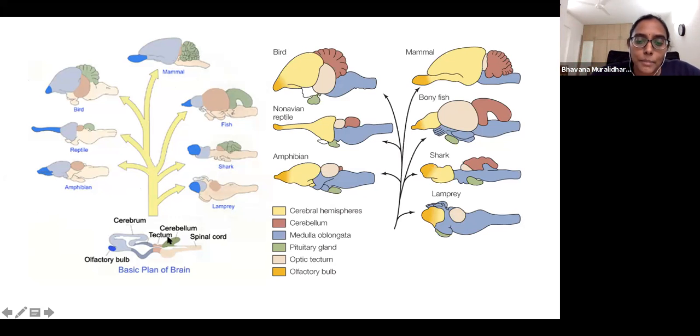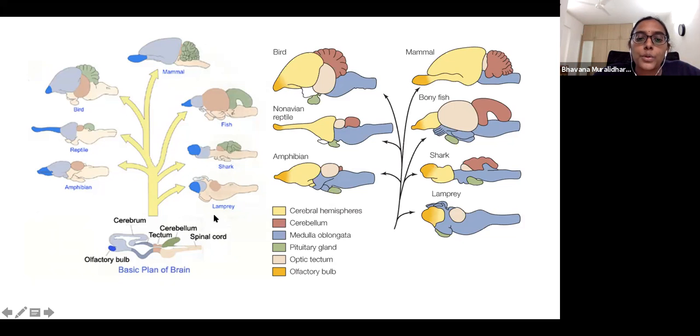So there is this basic plan of the brain, which is, as I told you, that the very rostral or anterior end consists of the olfactory bulb. It consists of the cerebrum or the forebrain. These are all terms which are used for the same structures. It's called the cerebrum, it's called the cerebral cortex, which contains the neocortex and the hippocampus. So that's the cerebrum. It's the telencephalon as well. Then followed by the midbrain, hindbrain, and the spinal cord. So this is a basic plan.